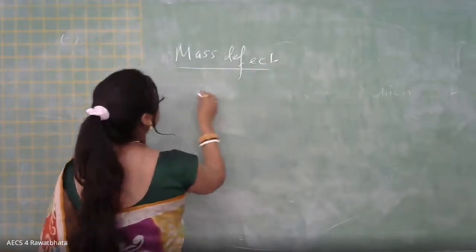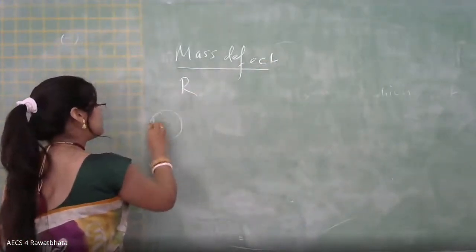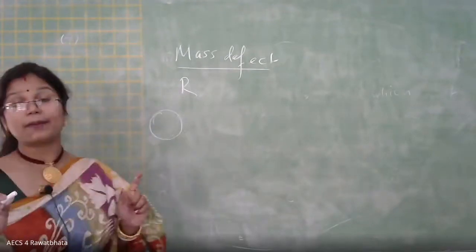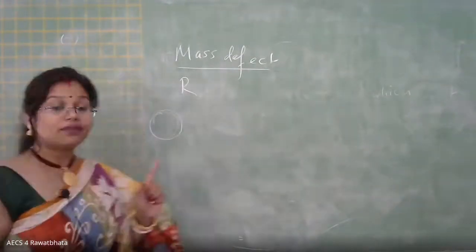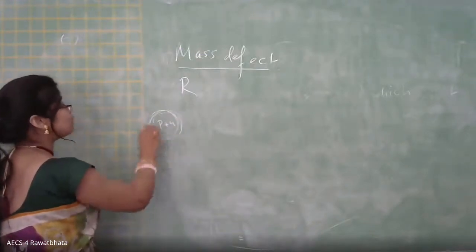Now, what happened here? You are talking about the nucleus. Here in the nuclei, we're not talking about the atom and all. We're talking about the nucleus. In the nucleus, we have the protons and the neutrons. Only this part we are talking about.